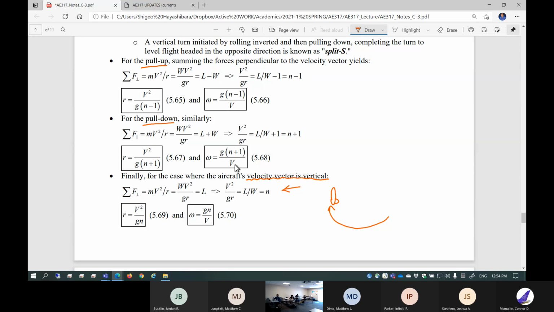So you have equations 1, 2, and 3 available. Okay. And then let's combine all of those equations. This is the turn radius of vertical turn, and this is the rate of turn of vertical turn. Okay. For the case of pull up, pull down, and then this is the case that the airplane's velocity is completely vertical. Okay, so those are the 2 equations.